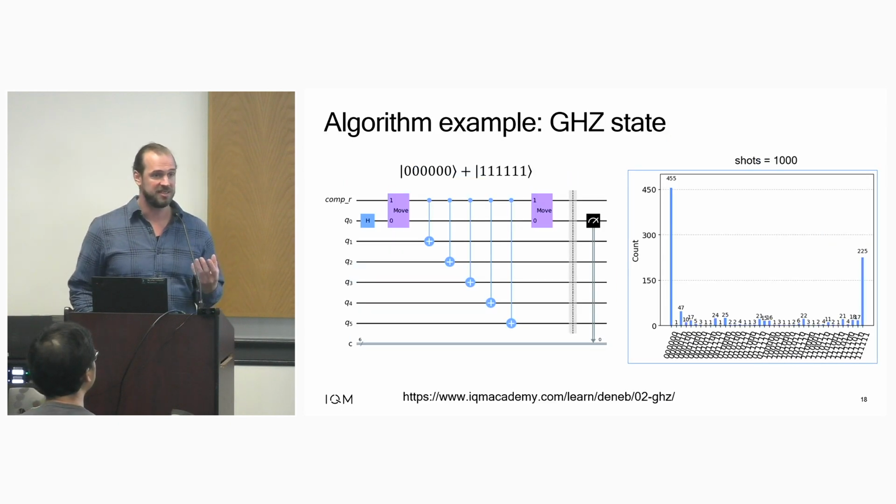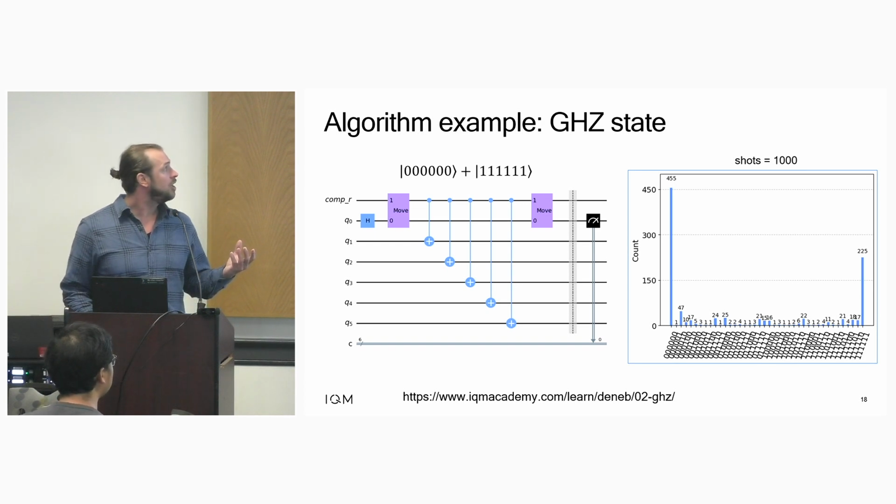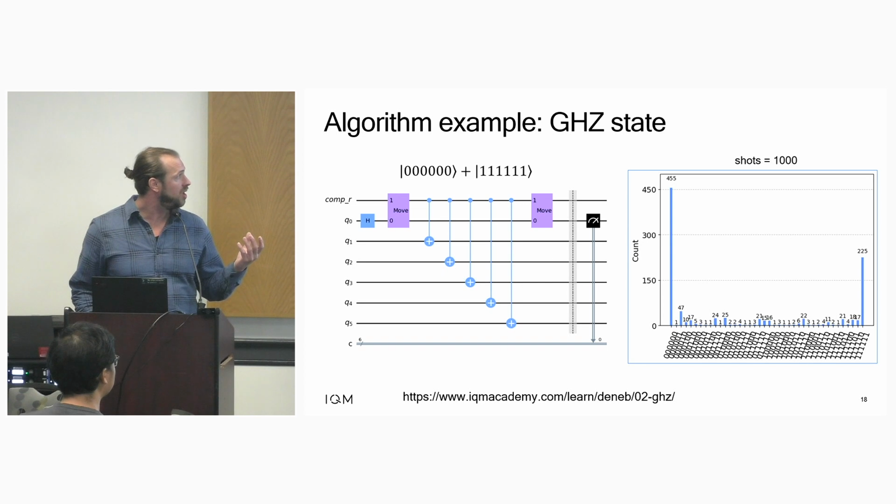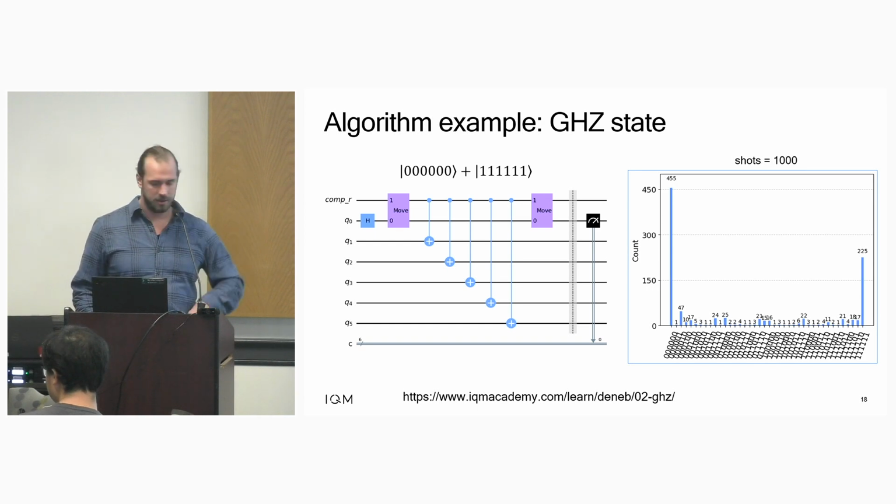One simple example in the gate-based model is we can construct a GHZ state. This is just to show you how everything works. You can do this by applying a Hadamard on a qubit, then you apply a move, then you do a series of controlled NOTs, and then you move back to the qubit, and when you measure, you get all the populations, which is shown here.